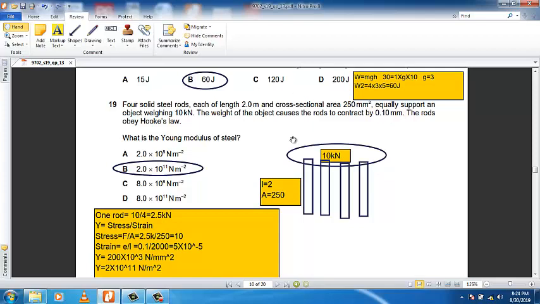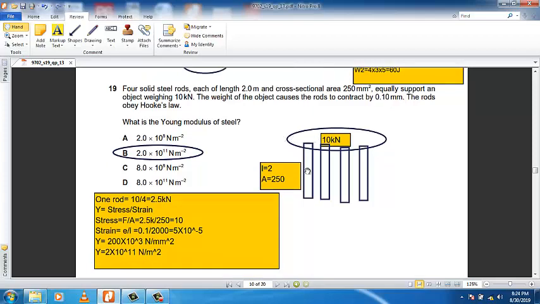So you have to know that 4 steel rods and an object of 10 kN is being laid on them. So the rods contract, okay? If this whole weight is 10 kN and there are 4 rods, the weight will be equally distributed on the rods, so the weight on each rod is 10 by 4, which is 2.5 kN. So Young modulus is stress over strain.